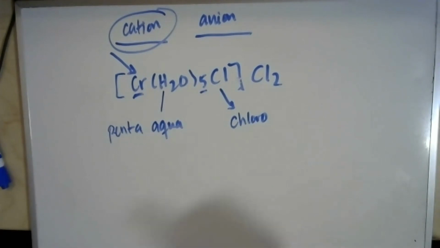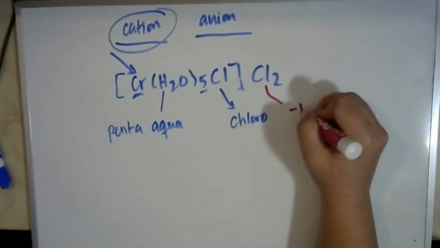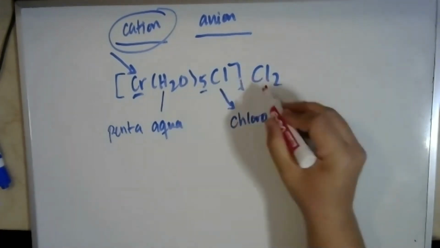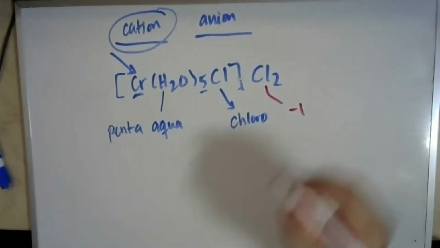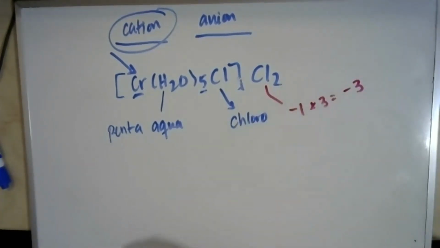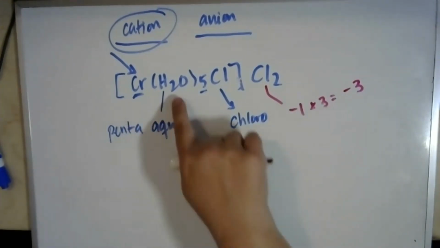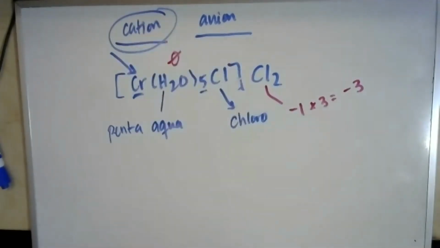Okay, so for example, you know that every chloride ion has a -1 charge, right? And altogether we have 1, 2, 3 chloride ions here. So then the chlorides are giving us a total of -3. Water has no charge, a charge of 0.